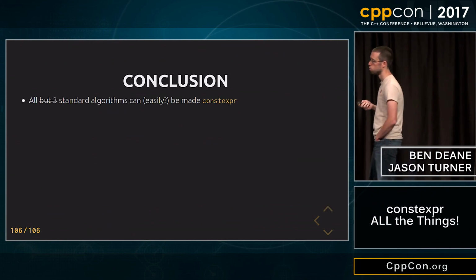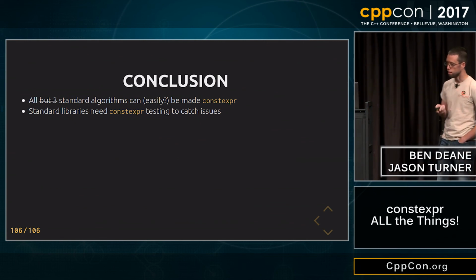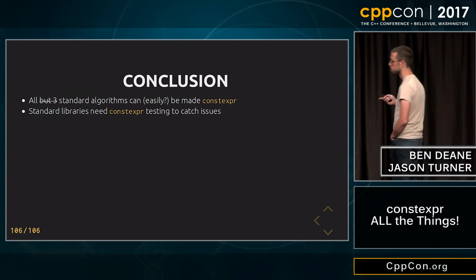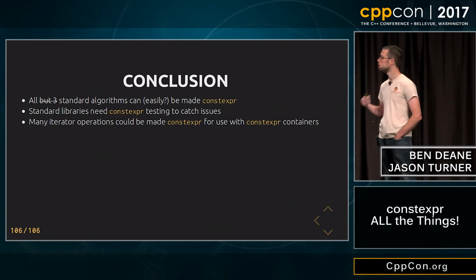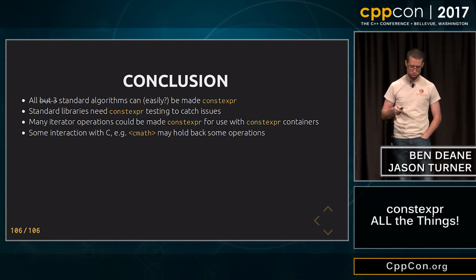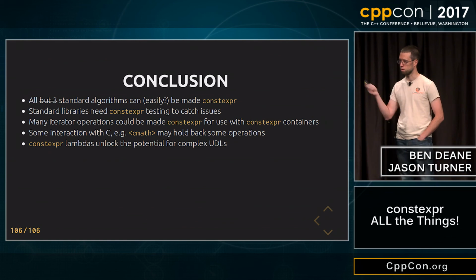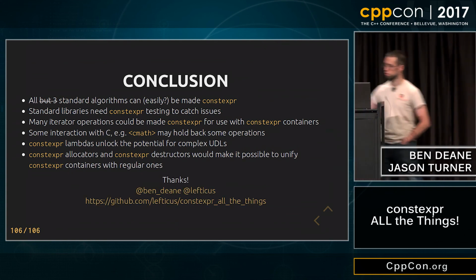So, we say all the algorithms can be constexpr, and standard library implementations might need some more constexpr testing. Yes, and that would be a great way for anyone to contribute to standard libraries, I think. Write tests. And programming in a constexpr mindset changes the way you look at these things. Yes, cmath is not constexpr. That's a problem for some things. And constexpr lambdas are all powerful.